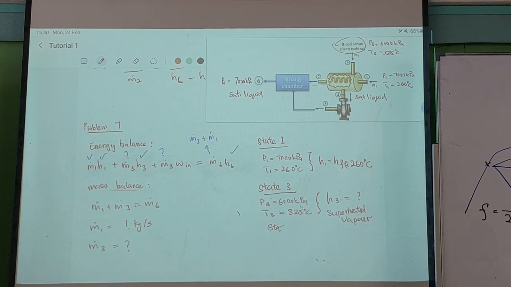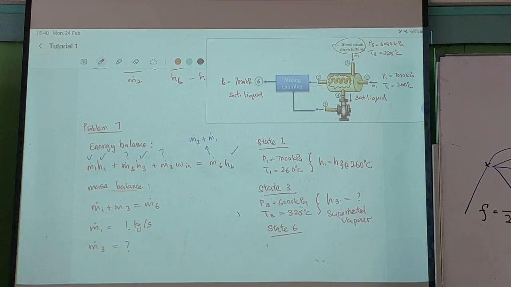So state 6, also something that we can solve. I said the pressure will actually be the same. So P6 equals 7,000 kilopascal, saturated liquid. So same thing, H6 should be HF at this one. So for this, you can use 7,000 kilopascal because it is a saturated liquid. It is not compressed liquid.